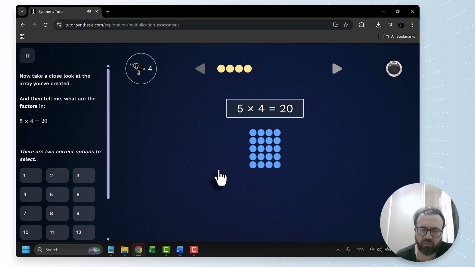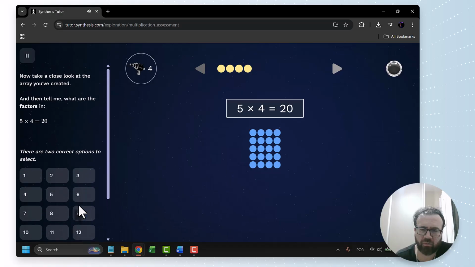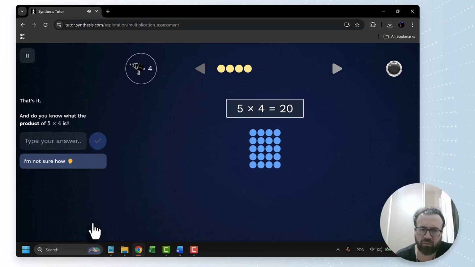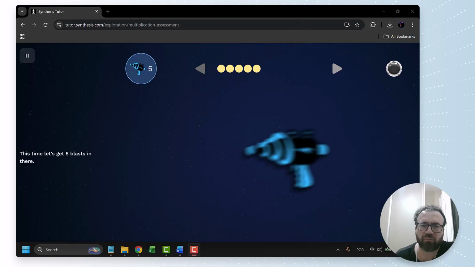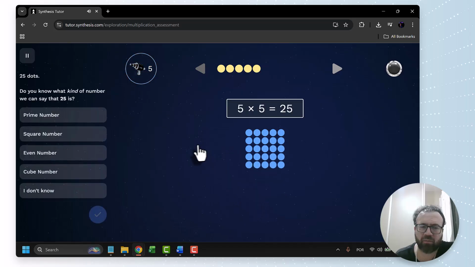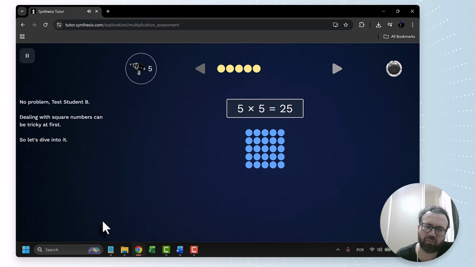Now take a close look at the array you've created, and then tell me, what are the factors in this equation? There are 2 correct options to select. That's it. And do you know what the product of 5 is? Absolutely right. 25 dots. Do you know what kind of number we can say that 25 is? No problem, test student B. Dealing with square numbers can be tricky at first, so let's dive into it.